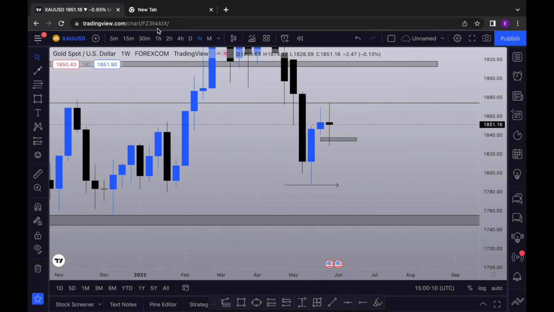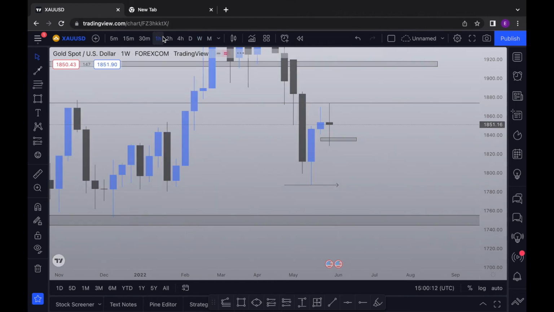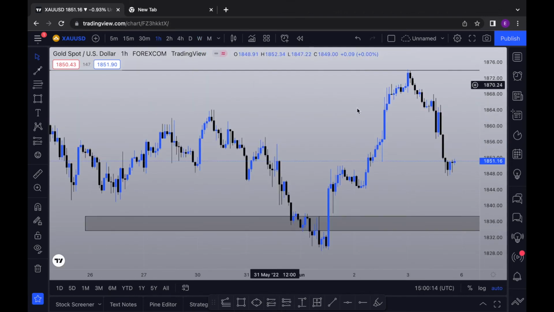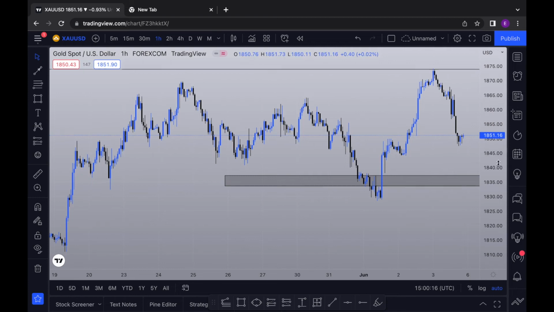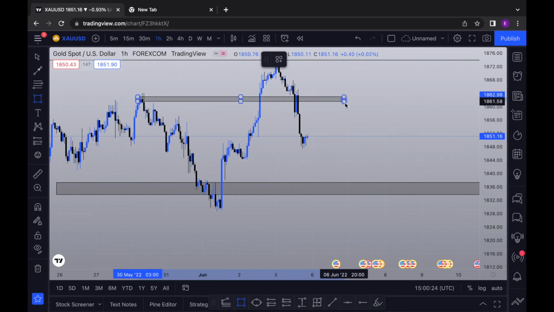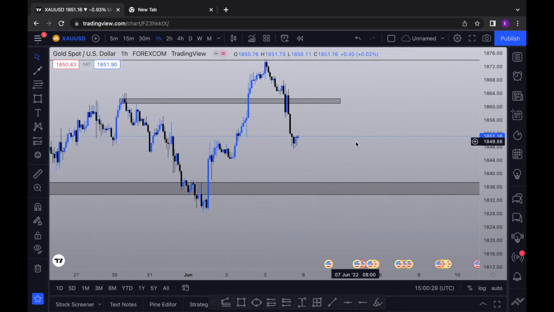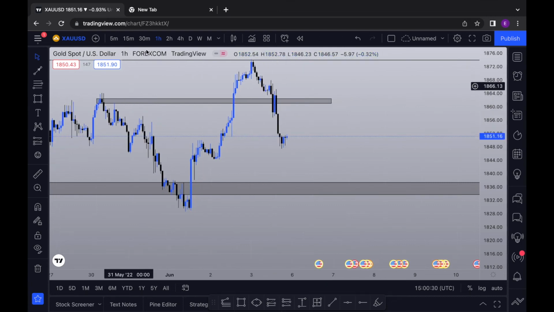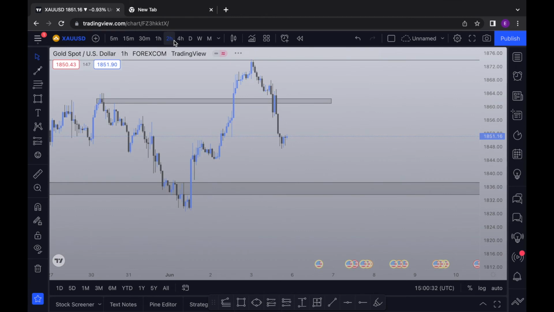That's good for me. But if you're going down to a lower time frame, it might still look like some kind of bias for you guys. But for me, what I'm looking at overall on gold is a sell. So that's what I'm looking at overall on gold, the sell.